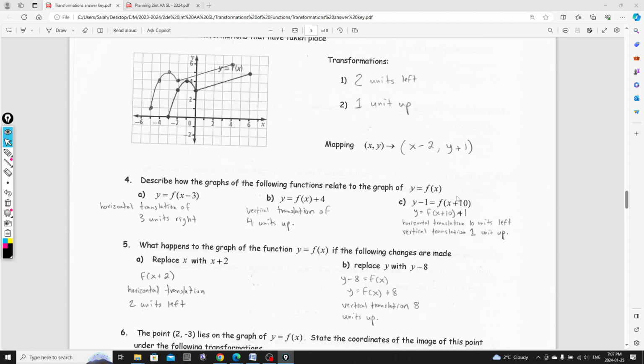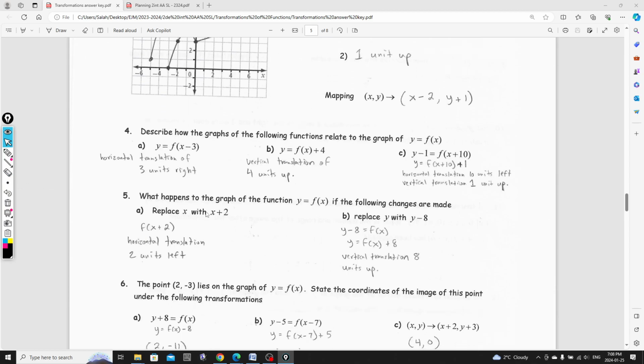And then this guy right here, again, as I've been saying, just isolate y, express it in this format, and it just makes it so much easier to see what's happening vertically. Well, that means I'm going to have to add 1 on both sides to isolate for y, and I get y equals f of x plus 10 plus 1. That plus 1 means I'm shifting up 1 unit. This means I'm shifting to the left 10 units. Okay? Okay, going over question number 5.